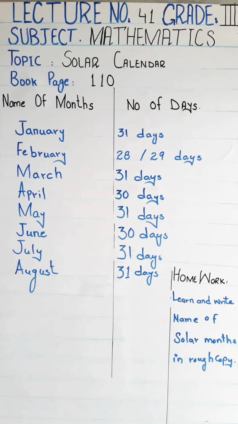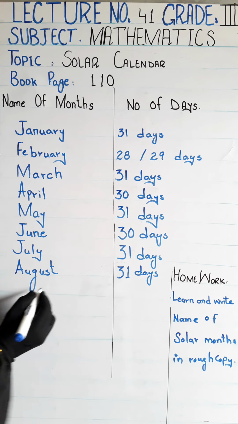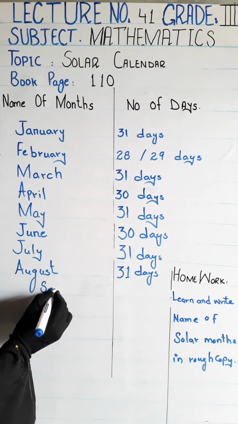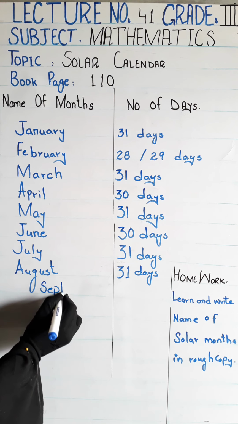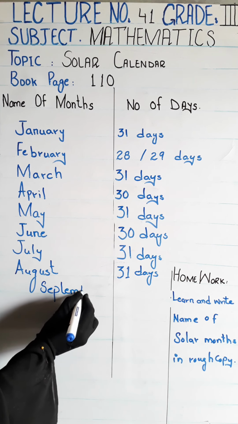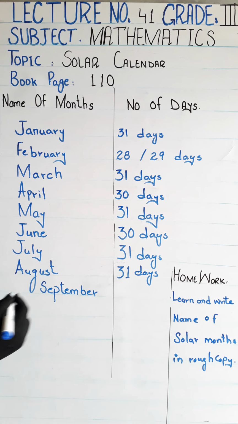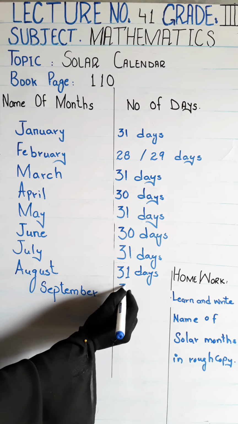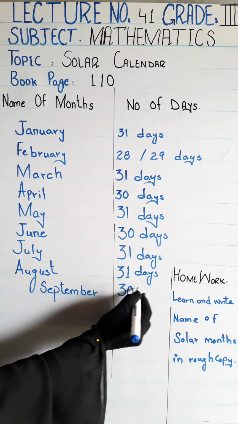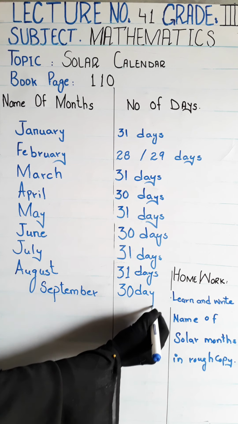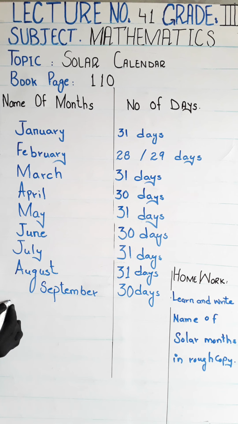After August, which month comes, student? After August, September, yes. September comes after August. How many days in September? 30 days. Great. And after September, October comes.